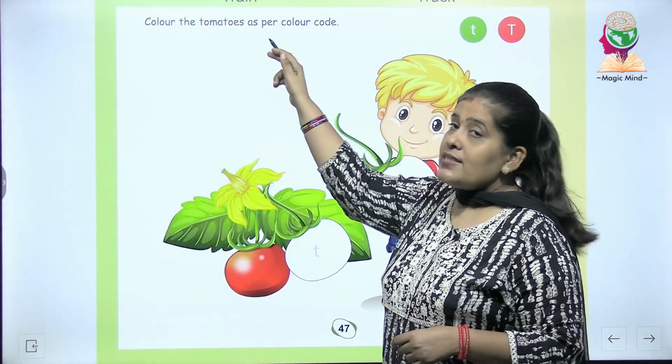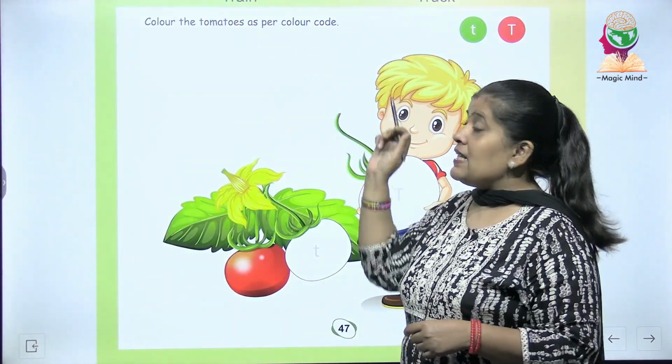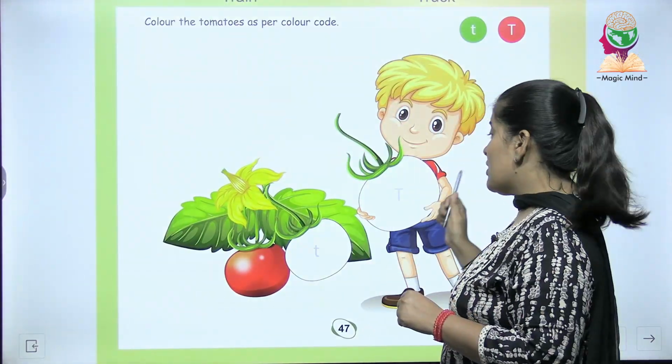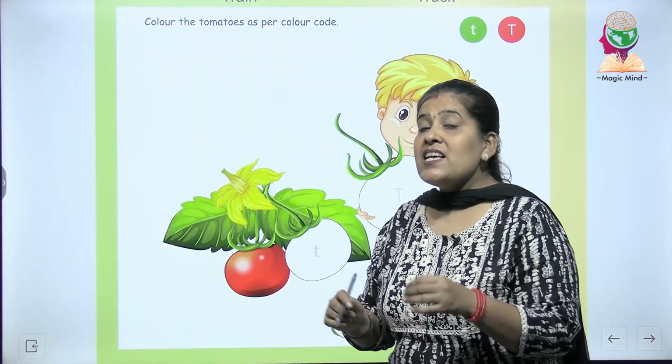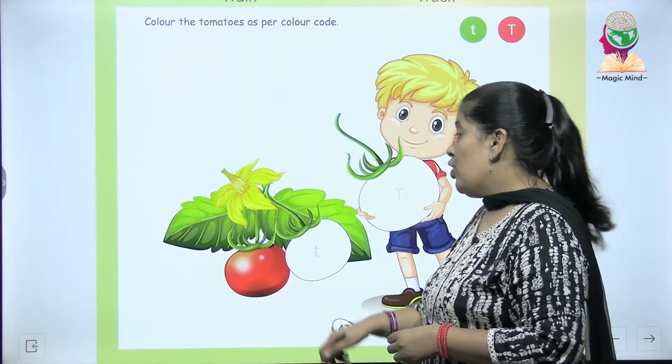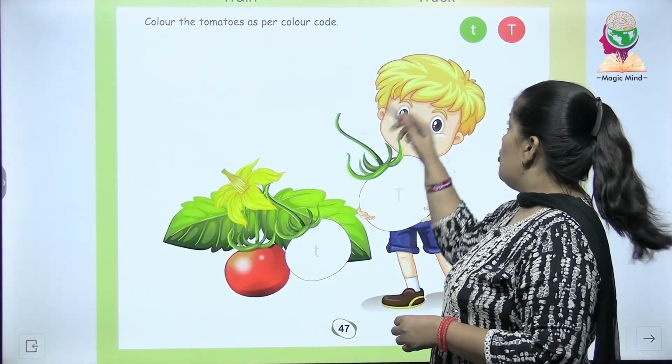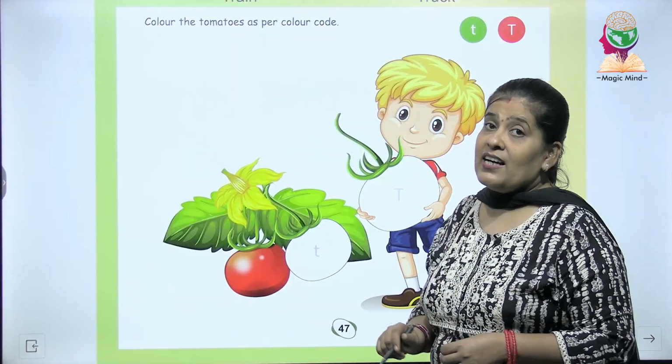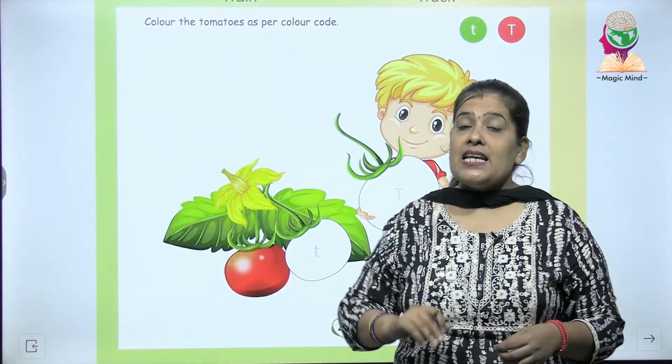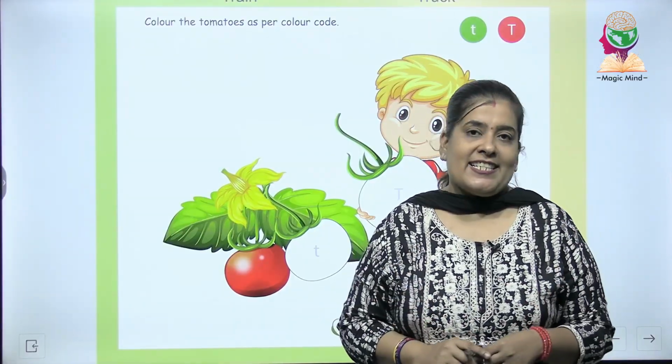Color tomatoes as per color code. Now you have to color tomatoes as per the given color code. For small letter T, you will use green color. For capital letter T, you will use red color.